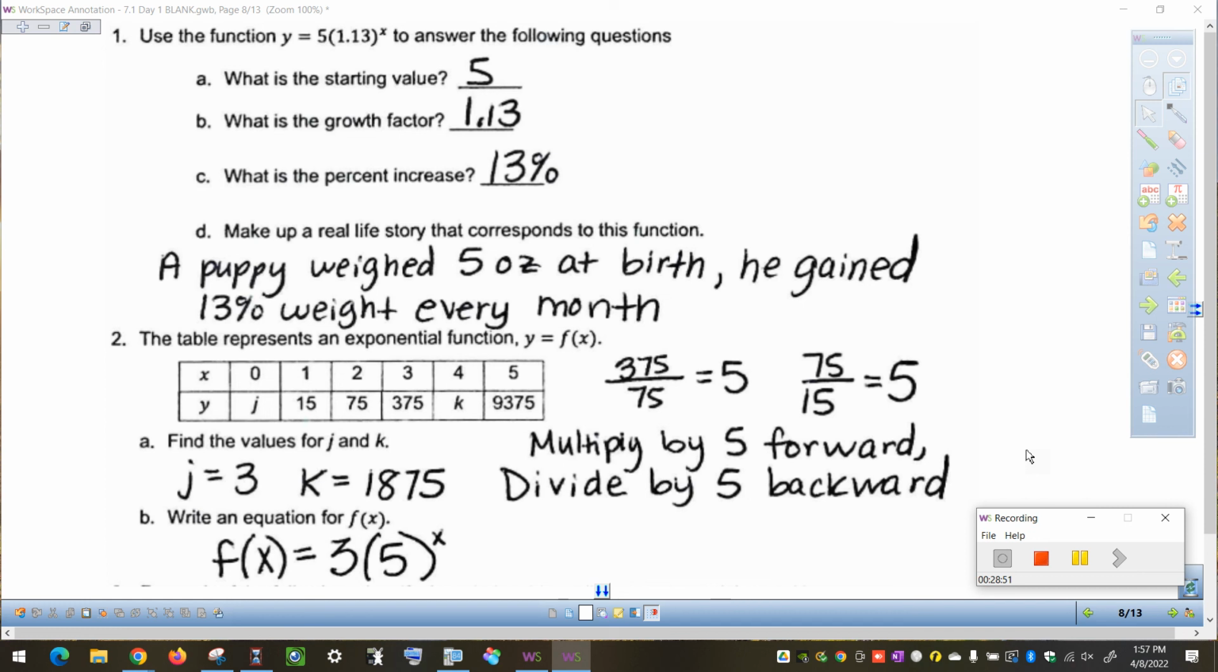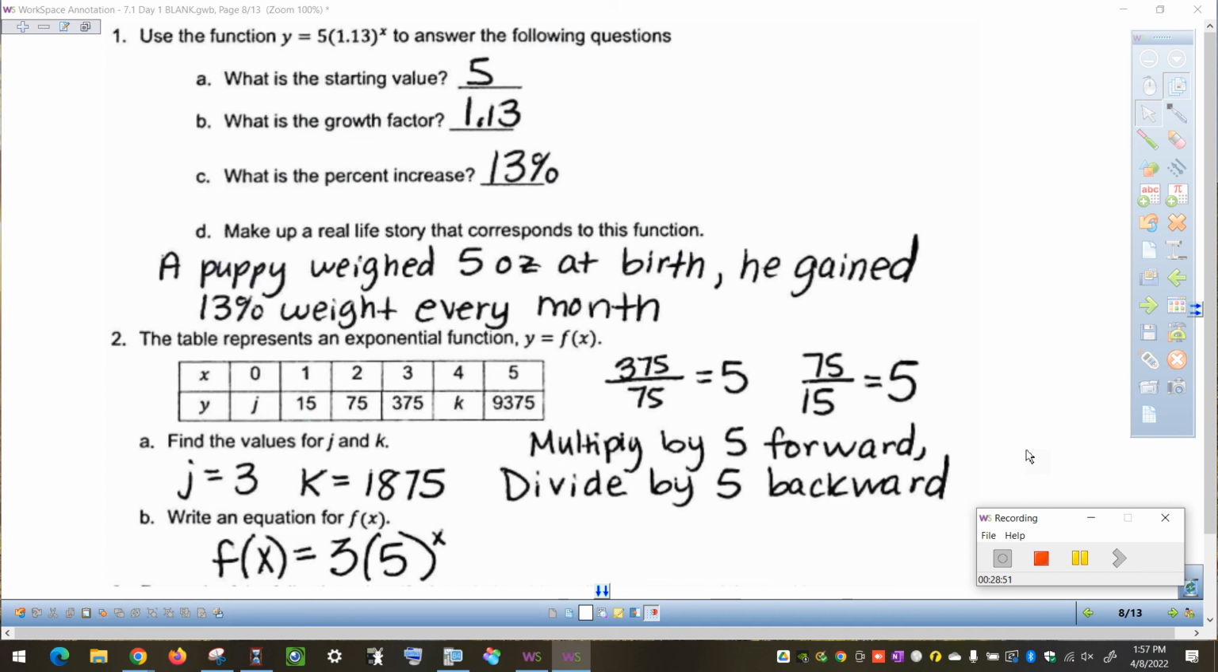In number 2, we can think about doing that division. So take the ending amount, dividing by the previous amount to see what is that common ratio. In this case, when we divide, they're all equal to 5. And so that means here in our table, we multiply by 5 going forward. So that means that we're dividing by 5 if we go backwards. And so that's going to help us find the missing values for J and K.